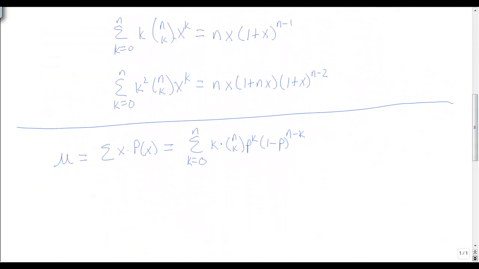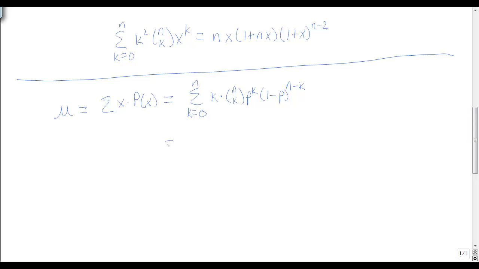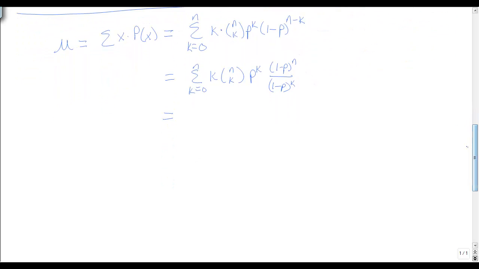Okay, so again, we have k times n choose k, and we want to write this as something to the k. To do that, I'm going to keep everything at the beginning the same, n choose k, p to the k, but this 1 minus p to the n minus k, I can rewrite as 1 minus p to the n over 1 minus p to the k. And then there's a general property of these summations. This 1 minus p to the n is a factor of everything on the inside, and there's no k at all. So what that means is I can pull that out of my summation.